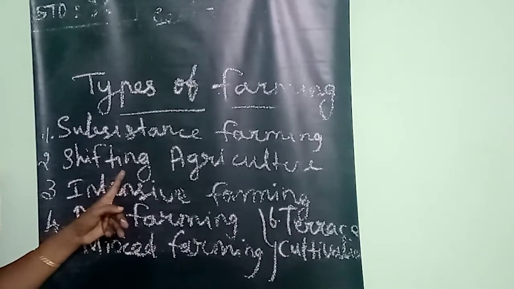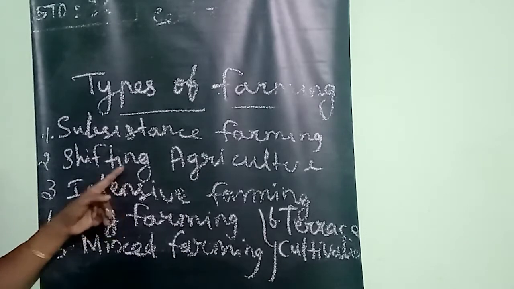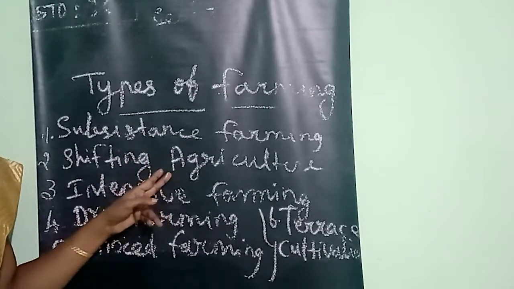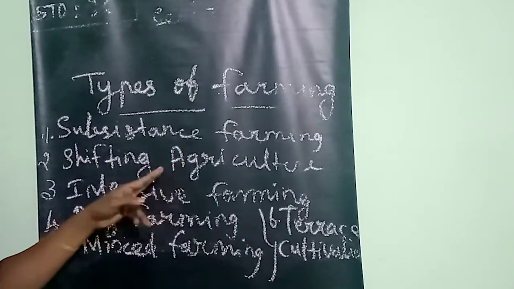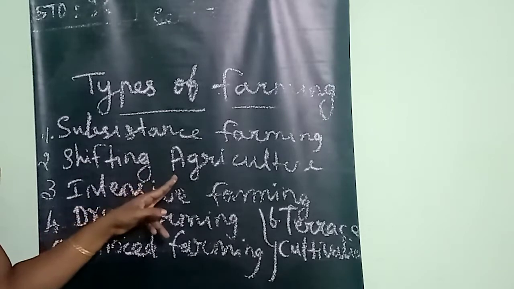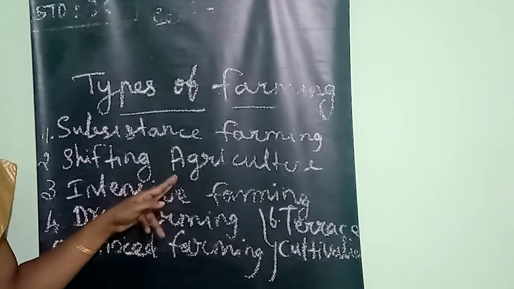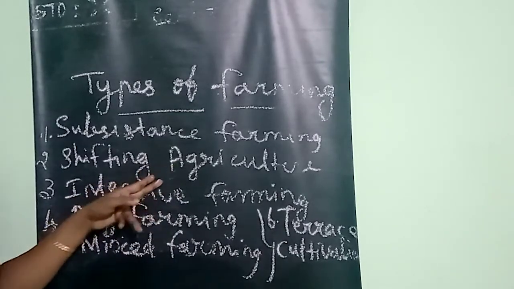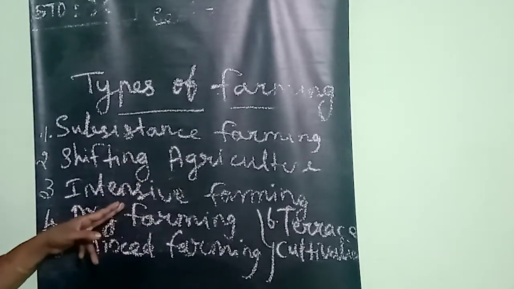They select that other area and repeat the same process, and they cultivate the crops. Mainly the tribal people cultivate some fruits, grains and vegetables. Mostly the states of Assam, Kerala, Andhra, Odisha and Madhya Pradesh practice shifting agriculture. The next one is intensive farming.